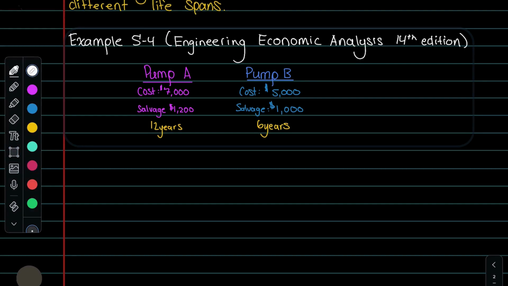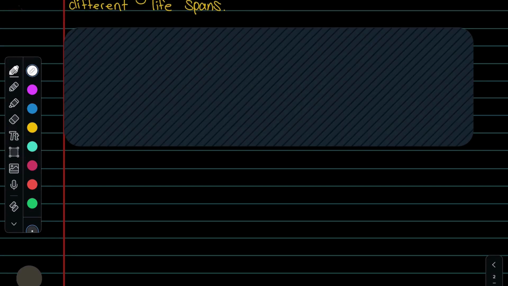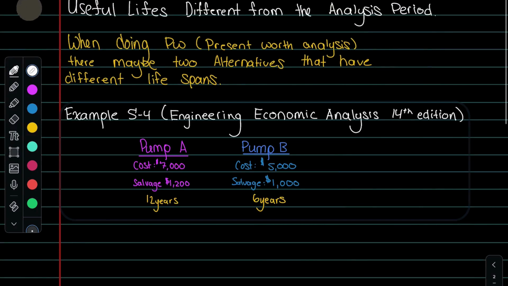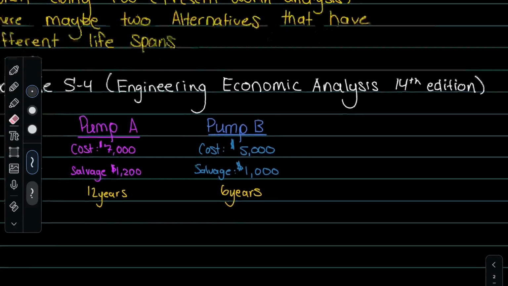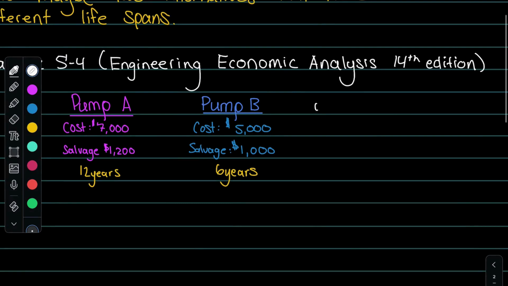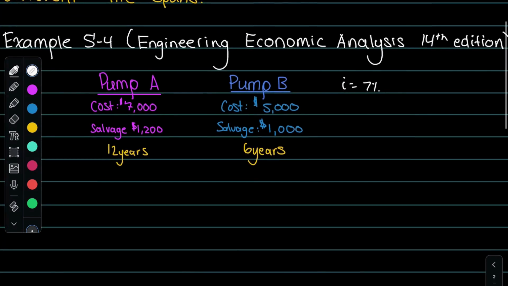If they both have an interest rate of 7%, which pump should the company choose? If the initial cost of pump A is $7,000, pump B is $5,000, the salvage, so basically at the end of the life cycle, there's a salvage value.